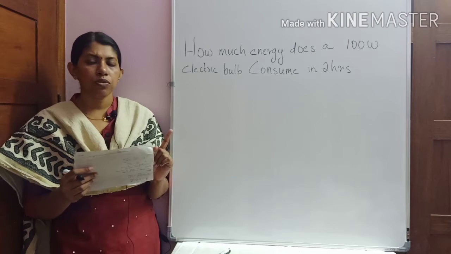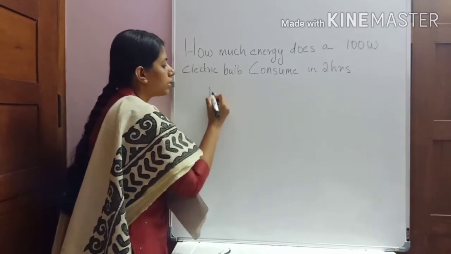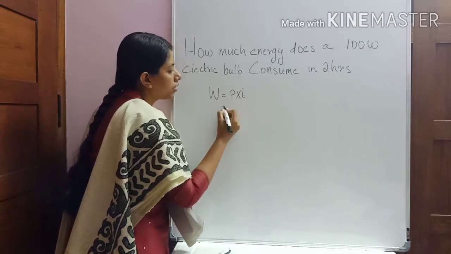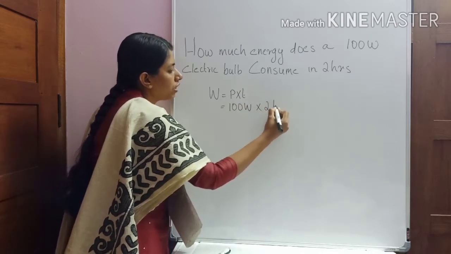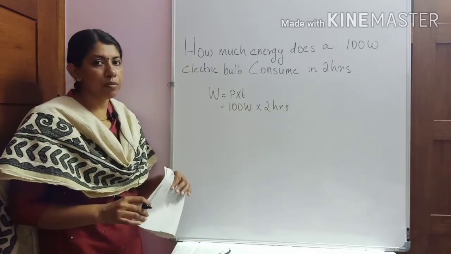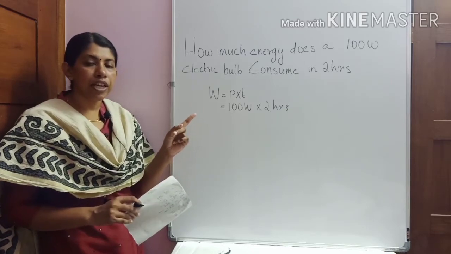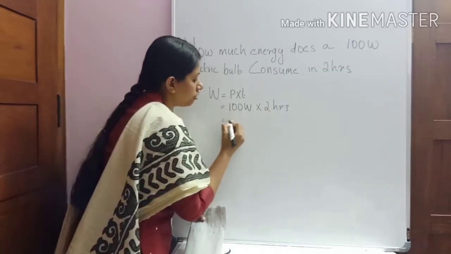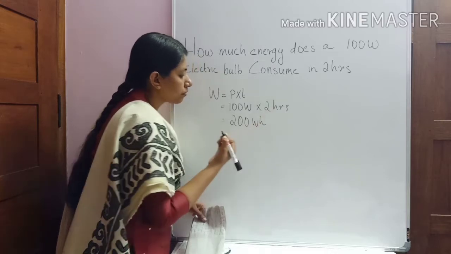Now the next question is, how much energy does a 100 watt electric bulb consume in 2 hours? Here we are asked to calculate the energy consumed. We know the basic equation of energy is power into time. Here power is given as 100 watt and time as 2 hours. Here we are not going to change the unit of time into seconds, because we have already studied that energy consumed is measured in terms of watt hour. So this will be equal to 200 watt hour.